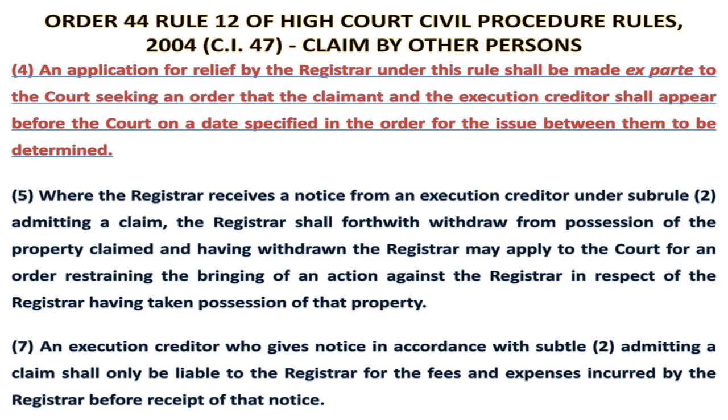So what happens when the registrar receives notice from the execution creditor admitting a claim? Order 44 Rule 12 Sub Rule 5 says that where the registrar receives a notice from an execution creditor under Sub Rule 2 admitting a claim, the registrar shall forthwith withdraw from possession of the property claimed. And having withdrawn, the registrar may apply to the court for an order restraining the bringing of an action against the registrar in respect of the registrar having taken possession of that property. So if the execution creditor admits, the registrar just withdraws from the possession of the property.